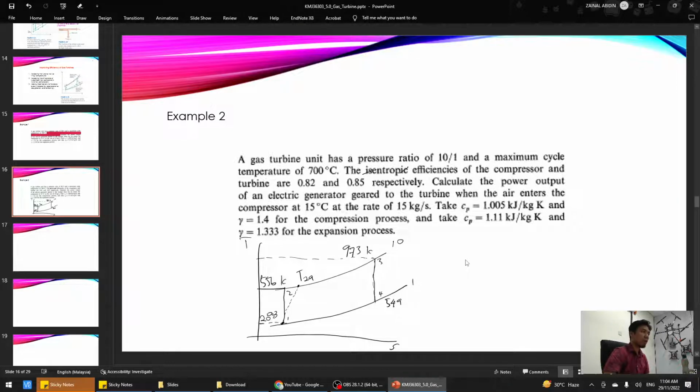Sebenarnya apa yang berlaku, dia ada slightly increase of temperature when exiting the turbine. Di sinilah, T4A di situ. A stand for actual, dekat dalam solution yang dibagi S kan. S stand for entropy ataupun isentropic. A stand for actual.